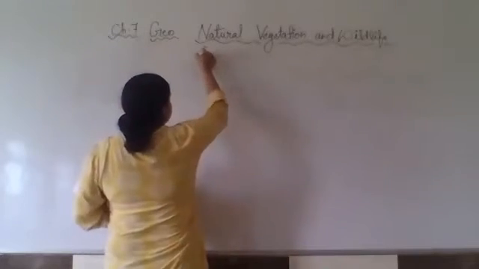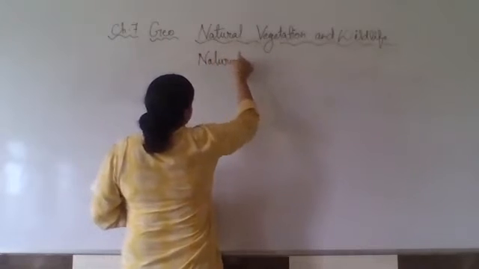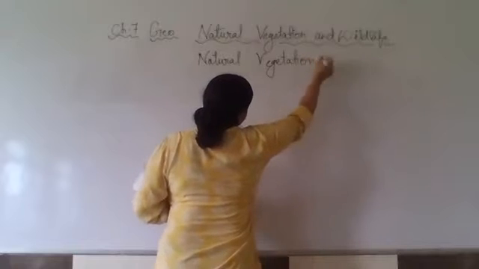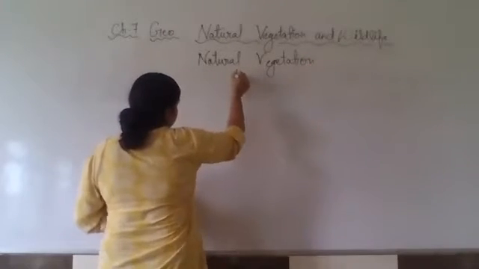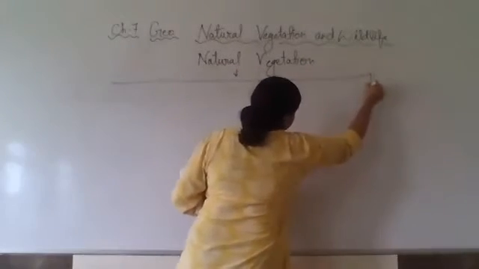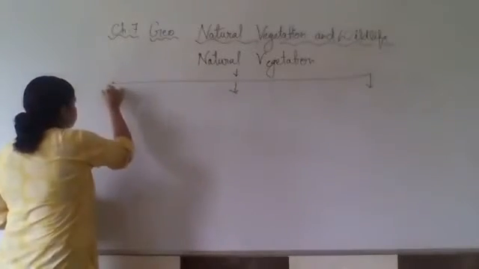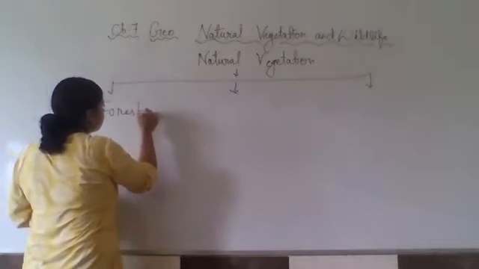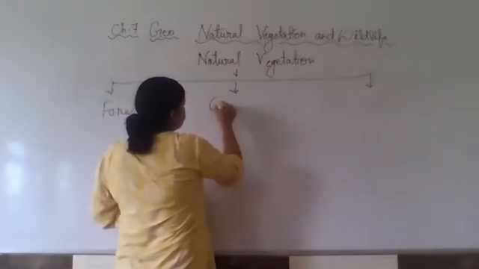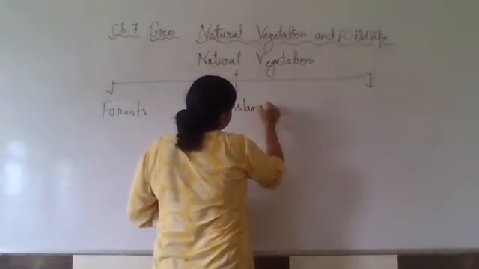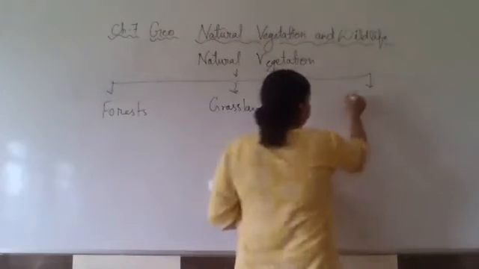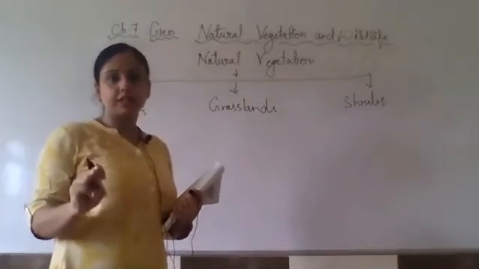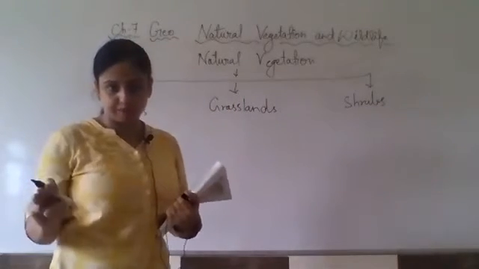So, natural vegetation is divided into three parts: forest, then grasslands, and shrubs. So these are the three divisions of natural vegetation.